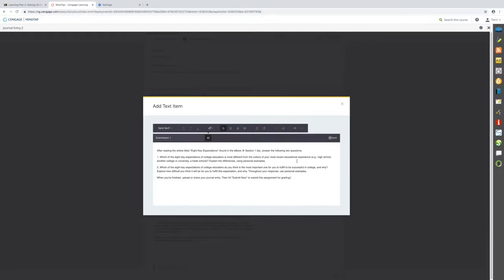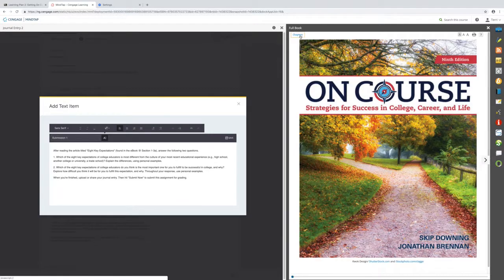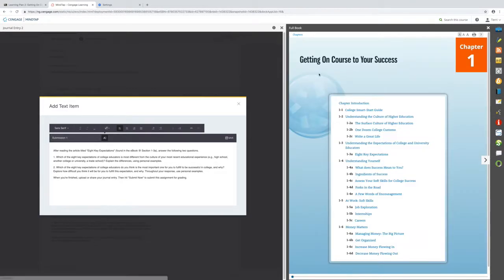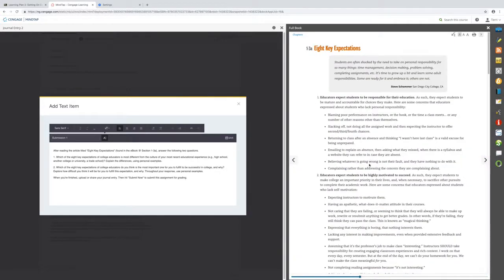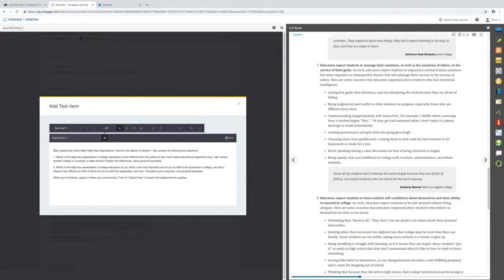But now I'm not really sure what the 8 key expectations were. So I'm going to go back to my chapter and go into chapter 1 and there are 8 key expectations right here. So now I'm going to look through this because it says which of them were most different from my previous educational experience. So you could be comparing it to high school, high school from 20 years ago, or college or whatever it might be. So you're going to go through these, read through the 8 key expectations and pick the one that you think is most different and explain the differences using personal examples. So make sure that you add some detail and information to this.